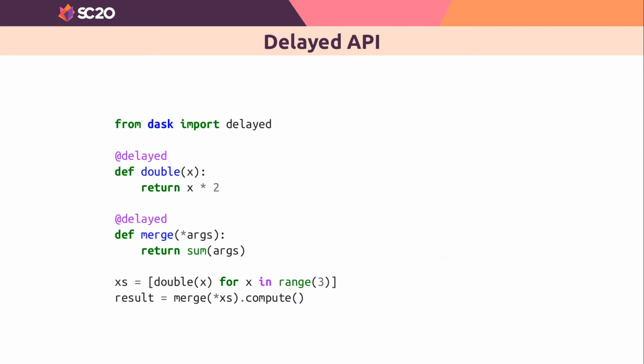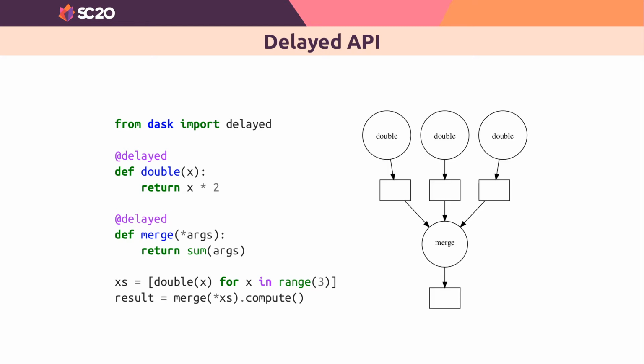To give you an example of how the Dask API looks like, here we create a simple MapReduce-like program using the delayed API. It is a low-level API that allows you to build a task graph directly from Python functions. Here we see the corresponding task graph for the code on the left. Each task corresponds to an individual Python function in the invocation.